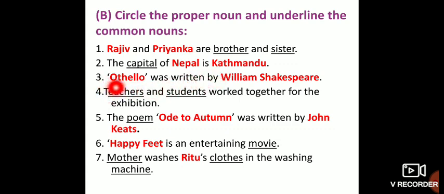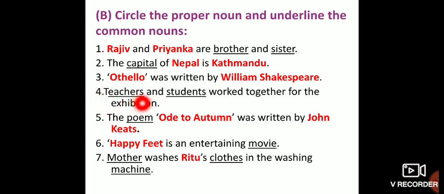Now in the third part, Othello was written by William Shakespeare. So this is the name of the play that William Shakespeare has written. So you will circle this name Othello and then you will circle this name William Shakespeare, as both are proper nouns. So there isn't any common noun in this part.